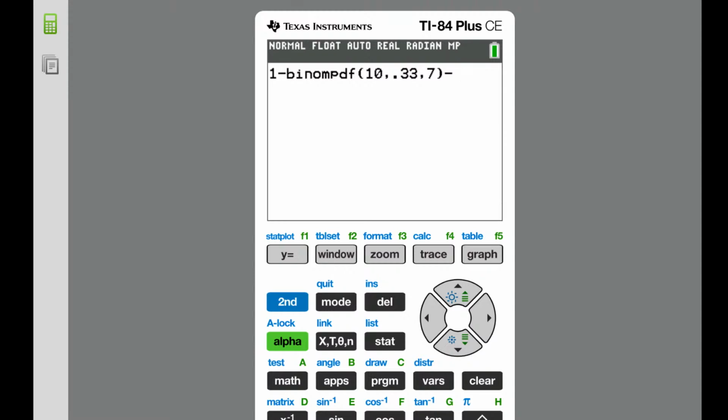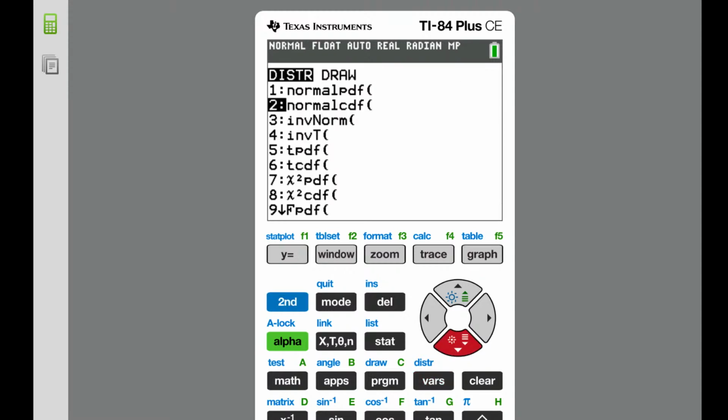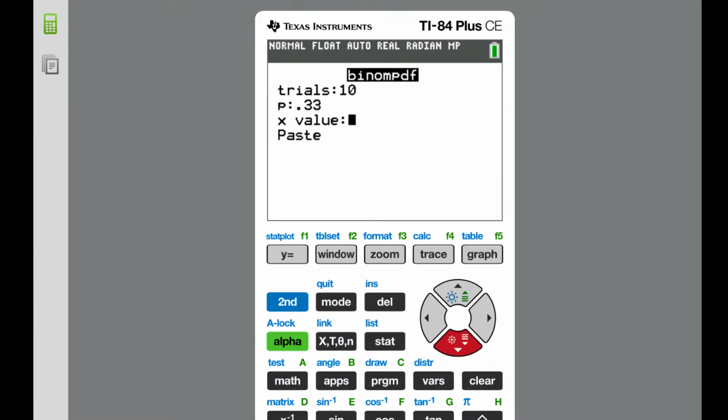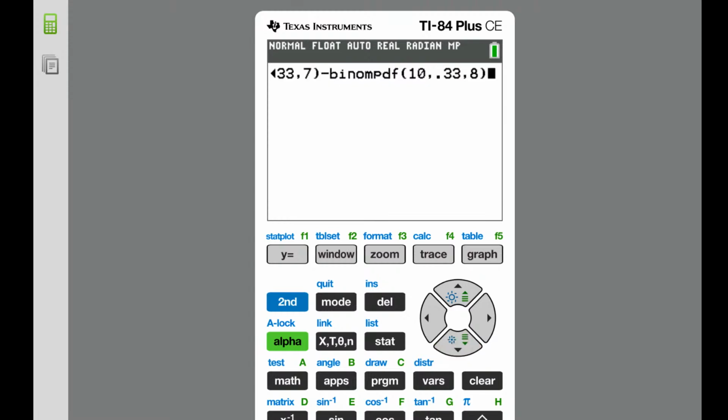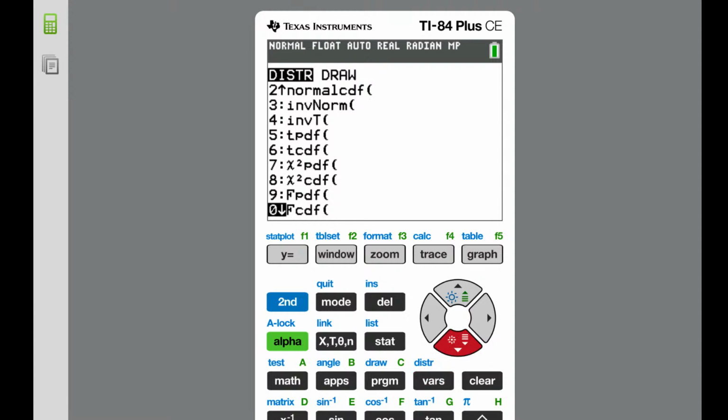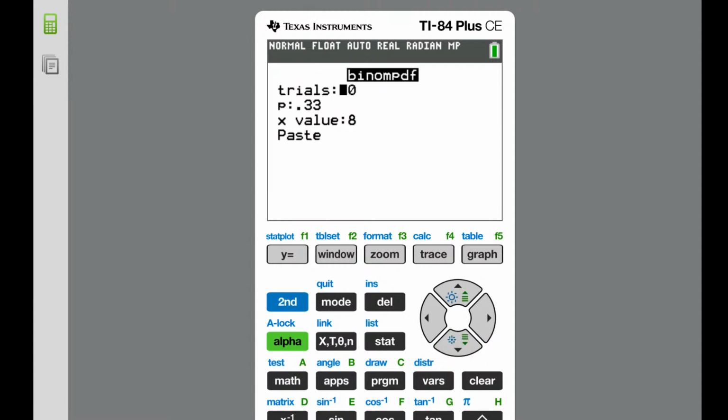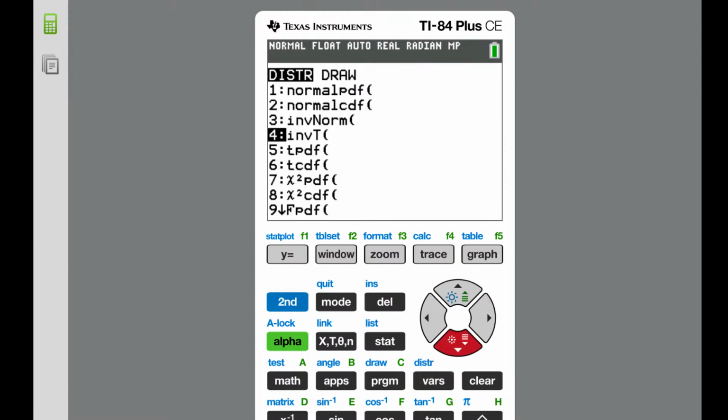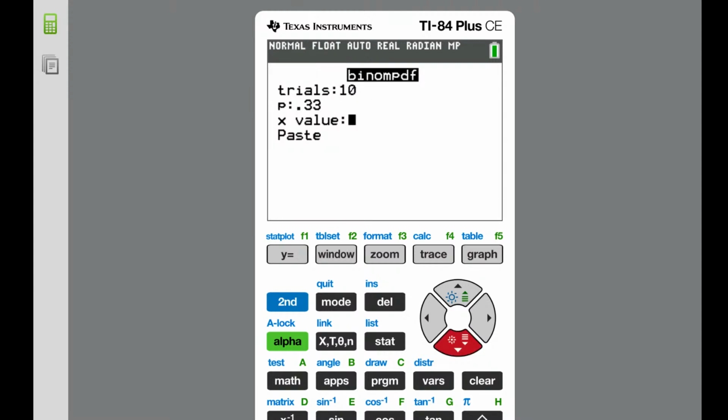That's minus p of 7 now, second distribution. X is now 8. Paste. Minus second distribution. X is now going to be 9. Paste. Minus second distribution. X will be now 10. Paste that in.